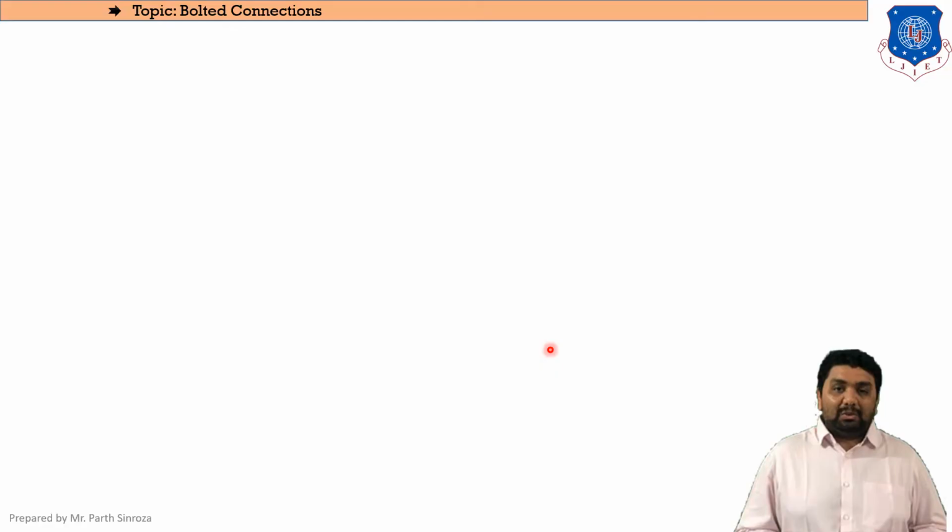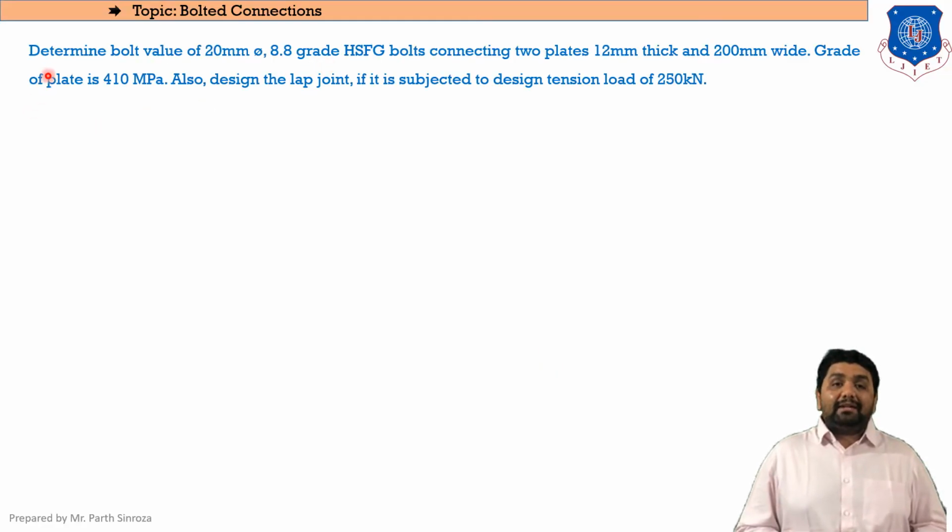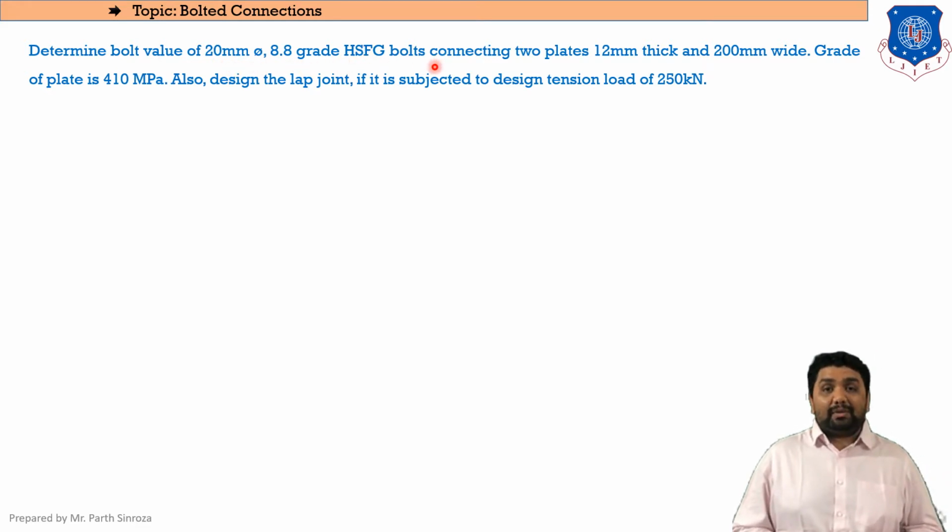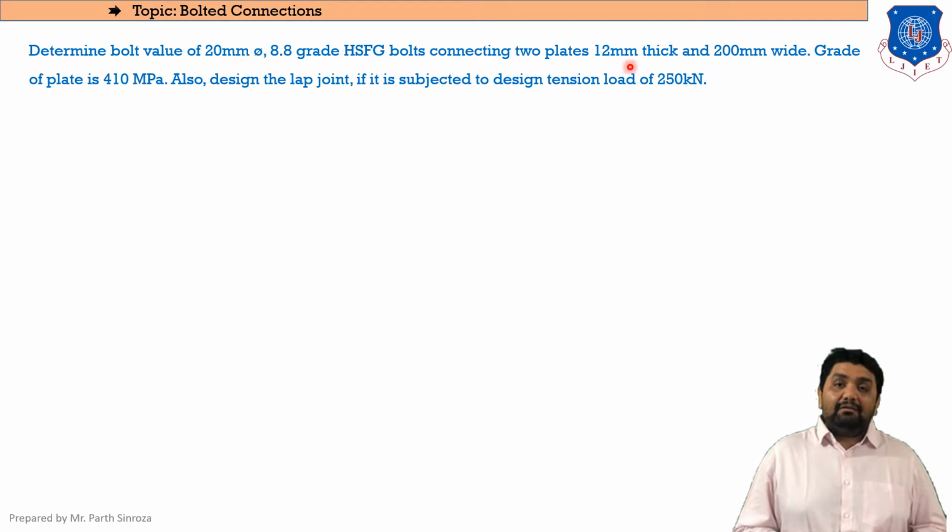So moving on to the question. Here the question is, determine the bolt value of a 20 mm dia 8.8 grade, or you can say HSFG bolts, that is high strength friction grip bolts, connecting two plates. The thickness of both the plates is 12 mm and the width of the plate is 200 mm. The grade of plate is given here as 410, that is normal conditions, and it is also said to design the joint if it is subjected to a design tensile load of 250 kN. As the load is given here as design, there is no need to multiply by 1.5.